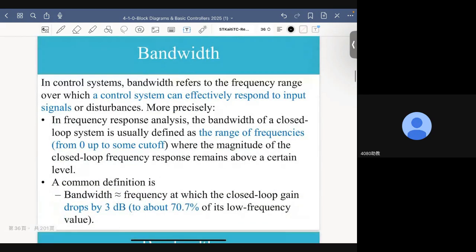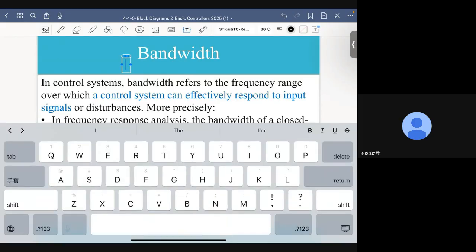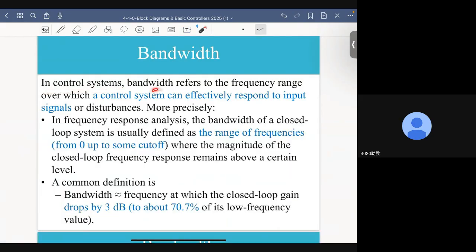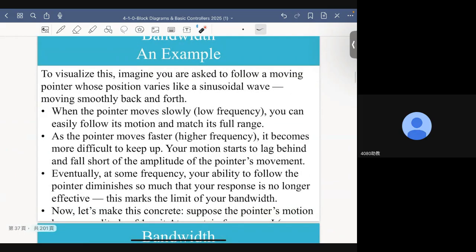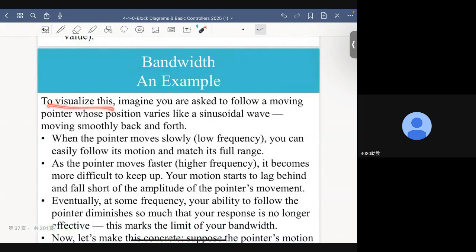All right, now, what do we want to talk about? Bandwidth, because bandwidth comes from frequency response. And as I just described, frequency response gives us much information about the behavior of the system. One piece of information is bandwidth. In control systems, bandwidth refers to the frequency range over which a system can effectively respond to the input signal or disturbance. Now let me give you a real life example to visualize the idea of bandwidth.